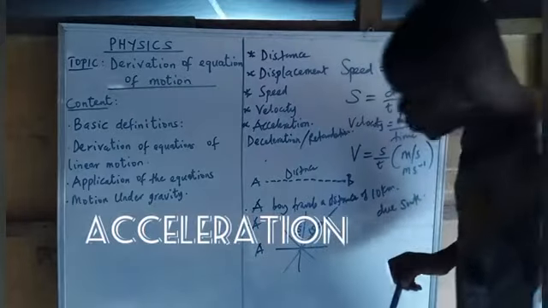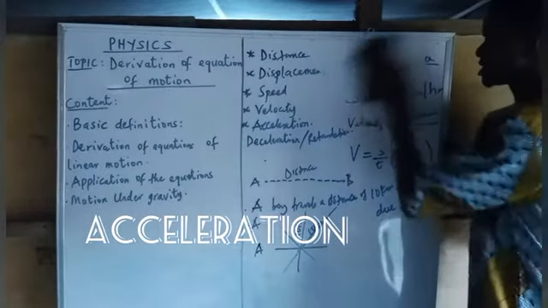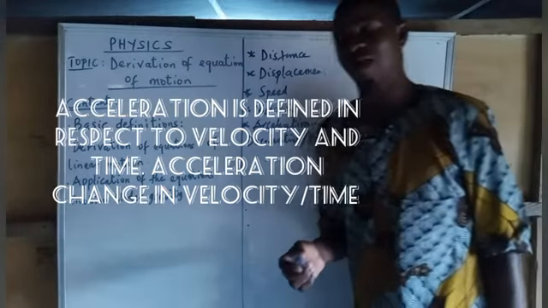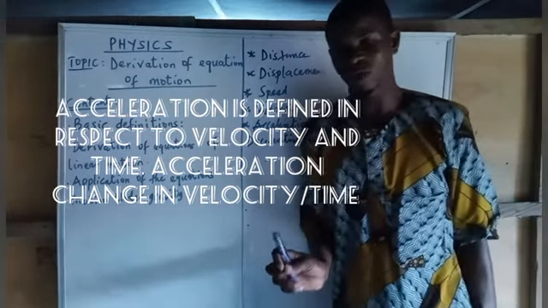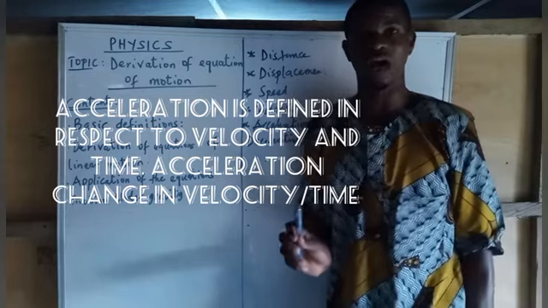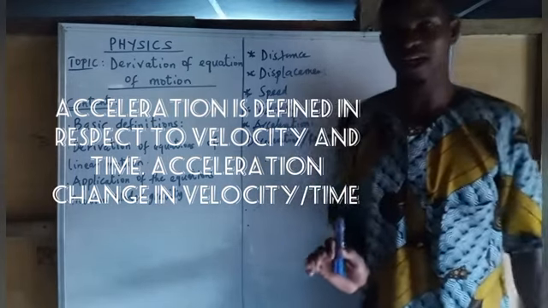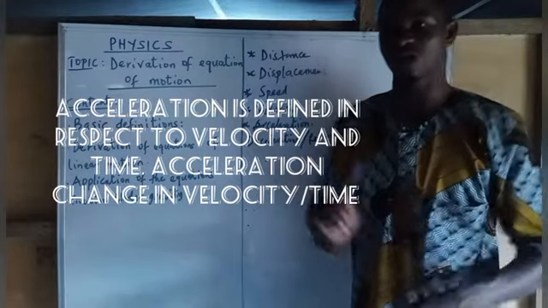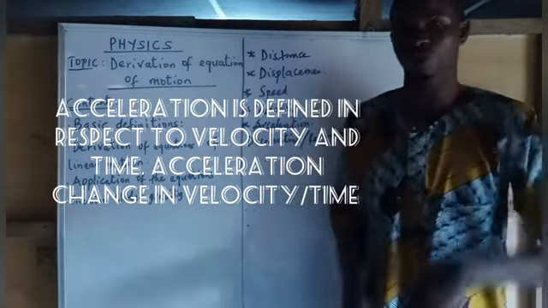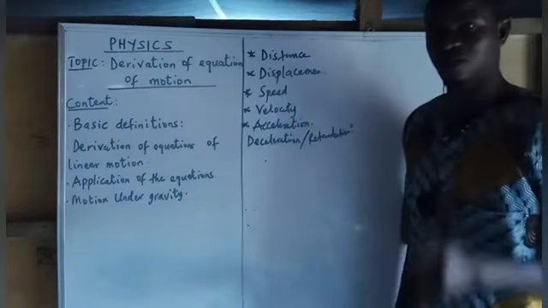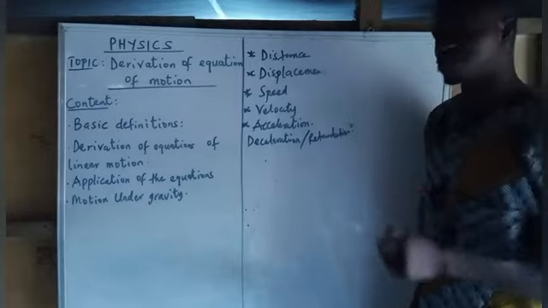What do you mean by acceleration? Acceleration can be defined with respect to velocity and time. It's just like you are driving a car, and when they ask you to accelerate, you put your leg on the throttle and you raise it. Then when they ask you to stop, you remove your leg. So the meaning of acceleration is to increase the speed with which you move. So we define acceleration as the rate of change of velocity with time.